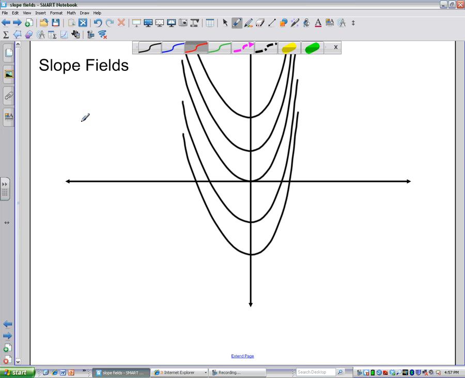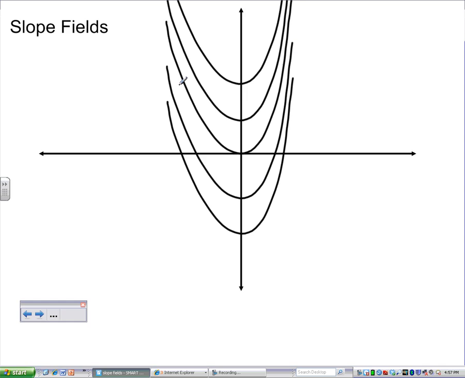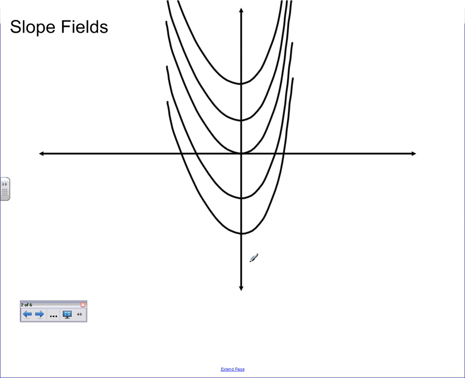So when we're talking about slope fields, let me go large screen, much better. What I've got is a bunch of parabolas. You might recognize them. I've got them all stacked up together going up and down the y-axis. And what I'm going to do is draw little tiny tangent lines all the way along the thing. Okay, so a little tangent line there.